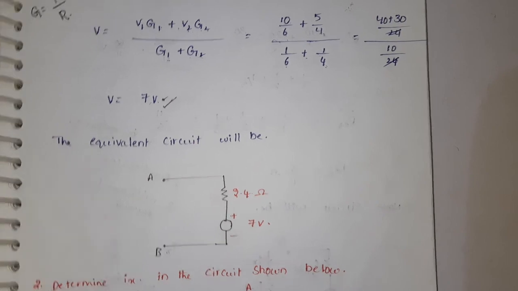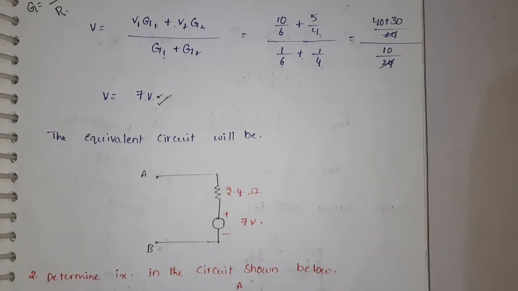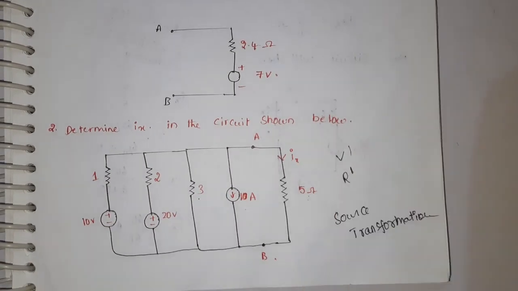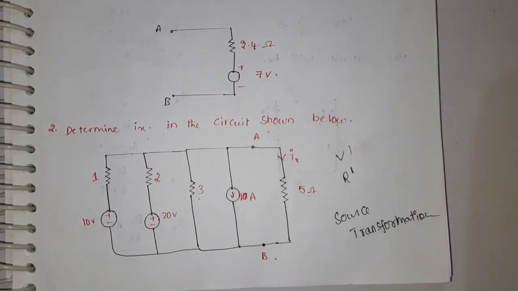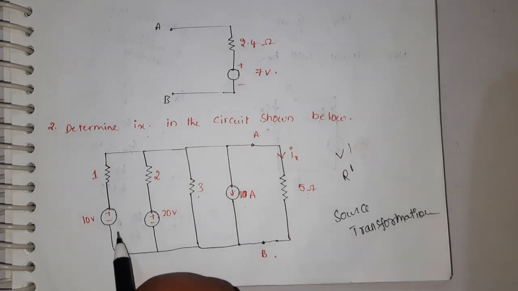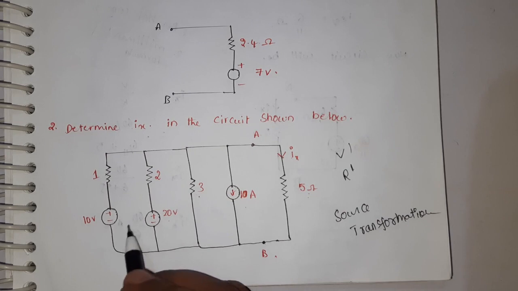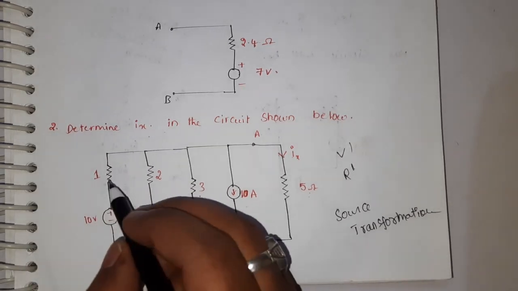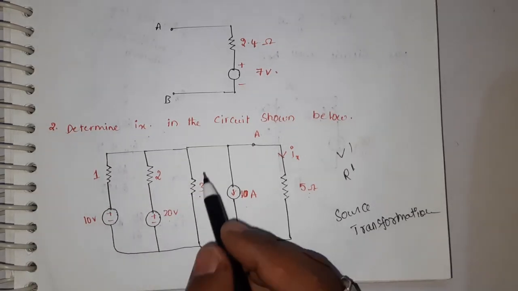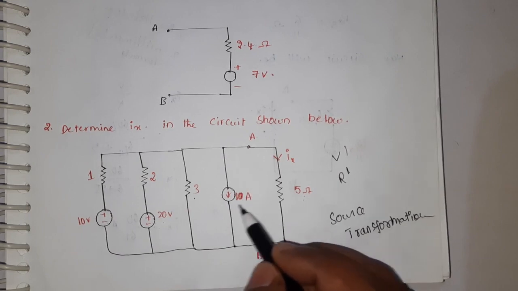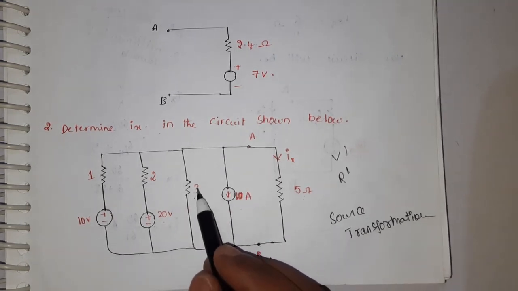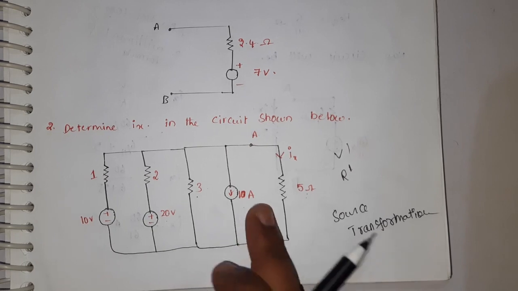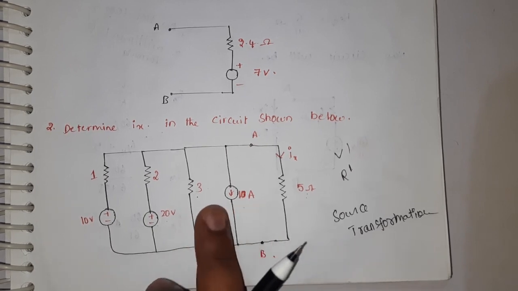Okay. Next, determine Ix in the circuit shown below. This is the circuit. This is also one of the previous year questions. 10 volt and 20 volt are both in parallel and in the same direction, and 1 and 2 ohms are their respective internal resistances, and this is in parallel with the 10 ampere current source, and this 3 ohm resistance is in parallel with the 10 ampere current source.